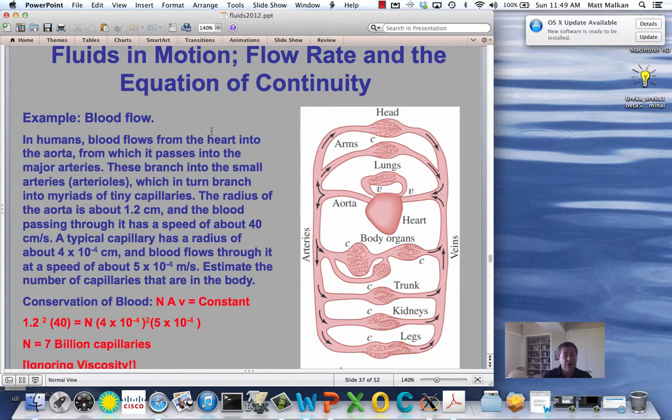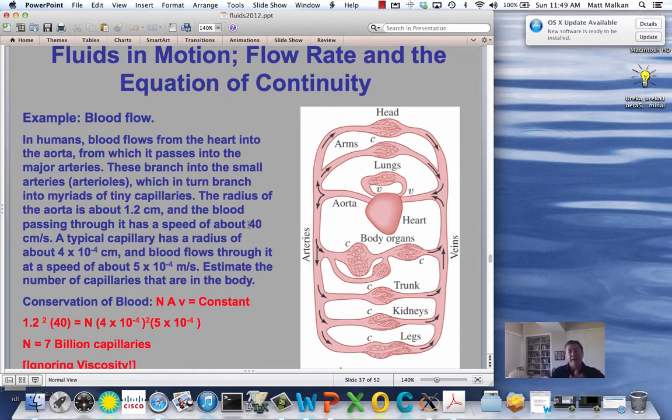And so that's fine. It starts out then, almost all of it is going through this very big pipe here called the aorta, and the radius of that is 1.2 centimeters. And the blood is flowing through there. You can measure this pretty well. It is about 40 centimeters per second.